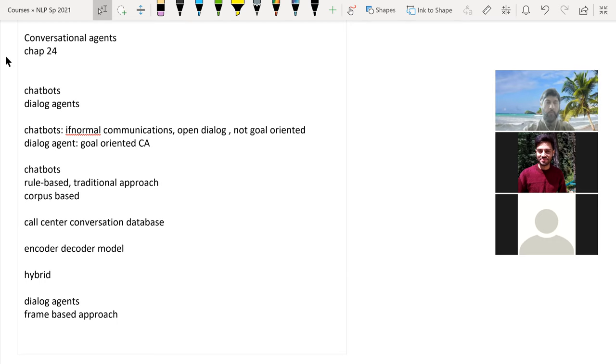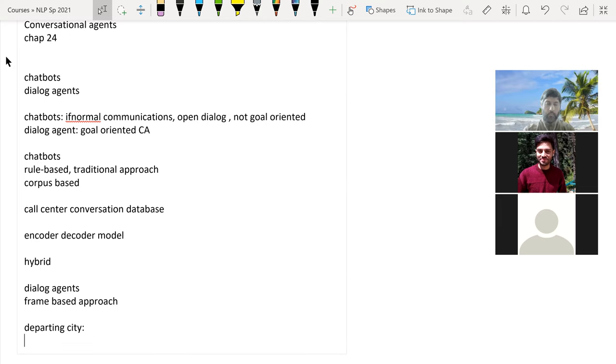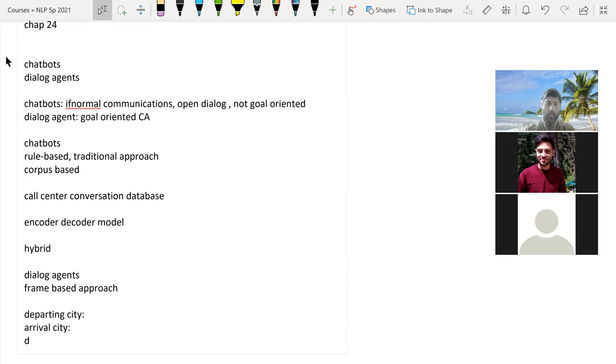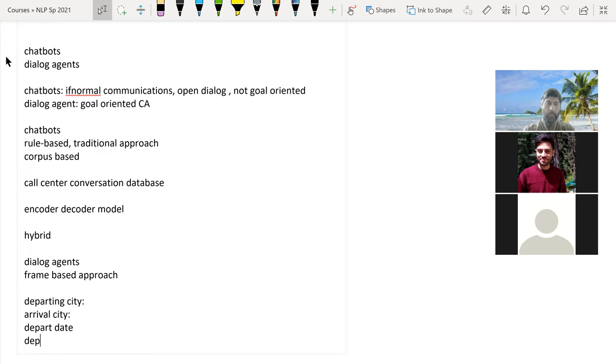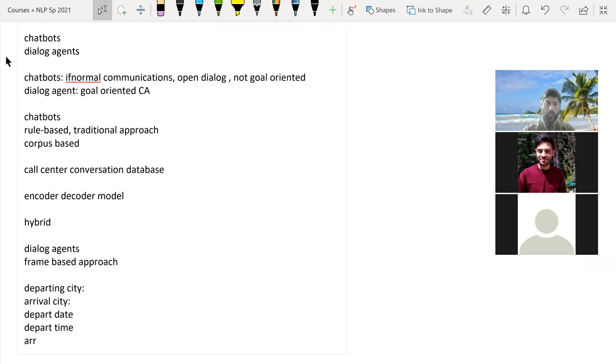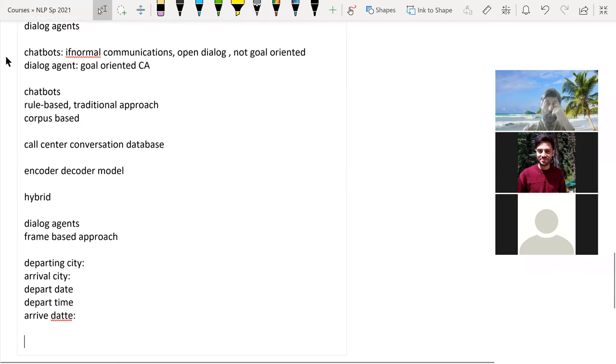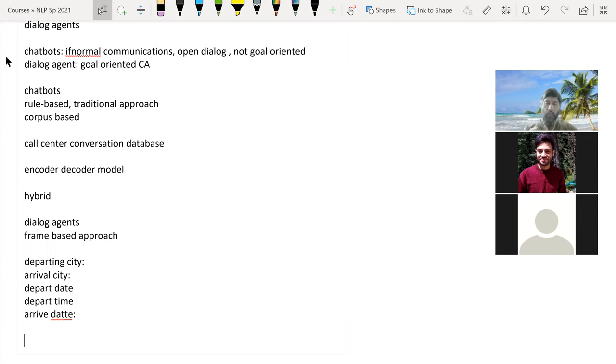And so usually you will have a frame that would capture relevant information for a particular task or domain. So for example, if you're talking about flight reservation, you will have various slots in the frame. There might be a slot called, for example, departing city. There might be arrival city, depart date, depart time also maybe, arrive date, and so on. So these may be slots, and then as the conversation agent goes through the conversation and gets the information, it will fill these slots.